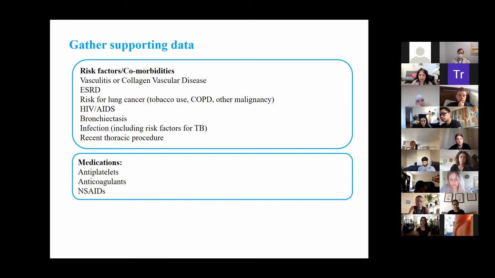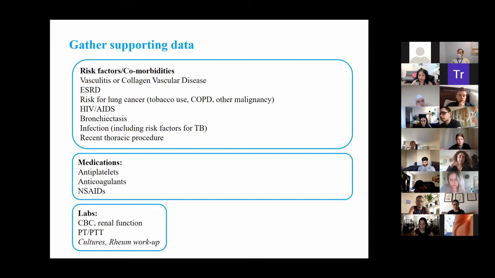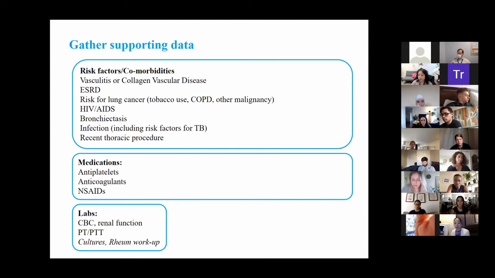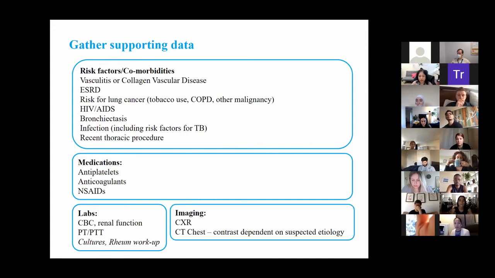So that's sort of broadly some of the things you're going to gather from the history. Medications, you want to know about antiplatelets, anticoagulants, and NSAIDs. In terms of labs, so CBC, renal function, coags. And then depending on the clinical picture, you might need cultures. That might include AFB cultures. Depends on the location of the pneumonia, if there is a cavity, and what risk factors might be. And you might choose to send a rheum workup, again, depending on if that's really on your differential after looking through his history and talking to him.